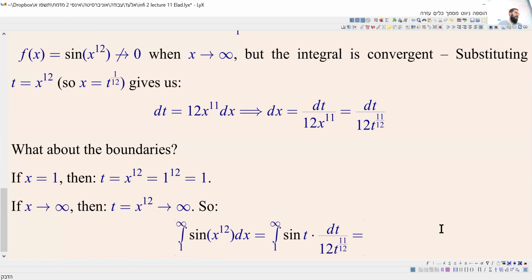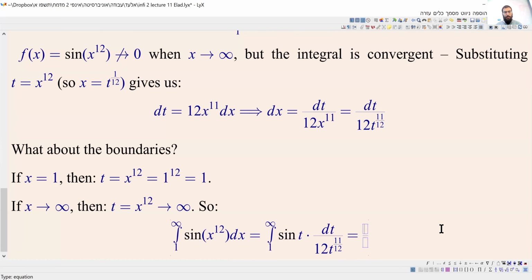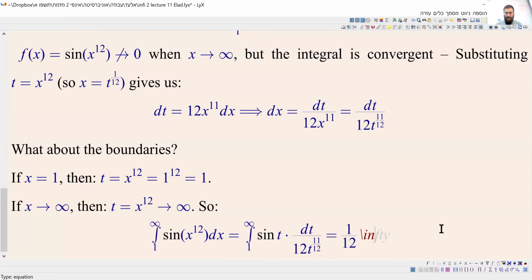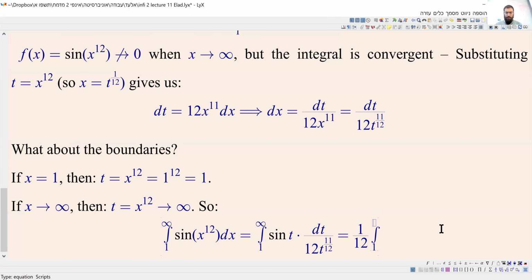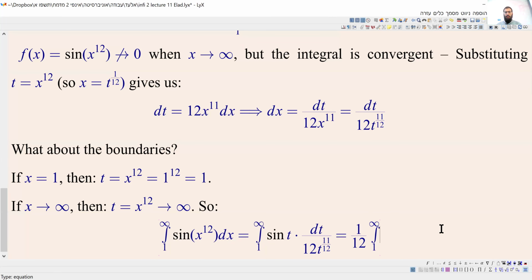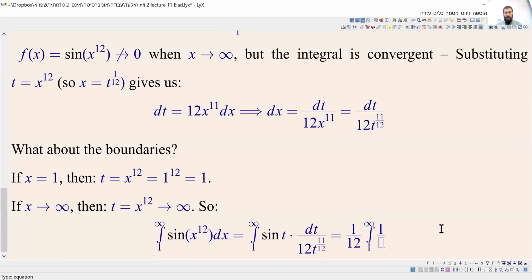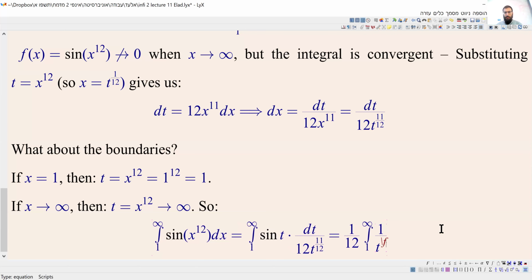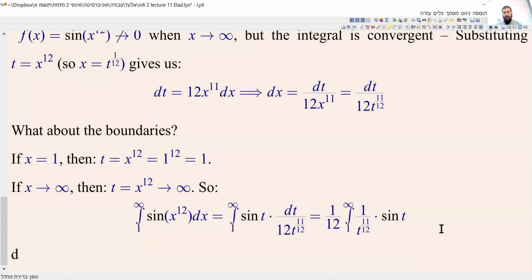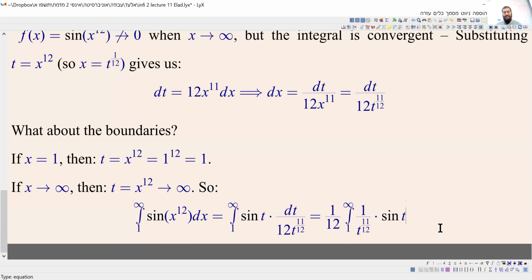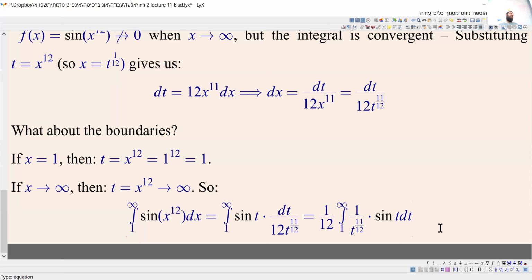Now, be not afraid, child. 12 is just a constant. We can cast it away. Shush, shush, shush. And we have 1 over t to the power of 11 over 12 multiplied by sine. Why does this integral converge?